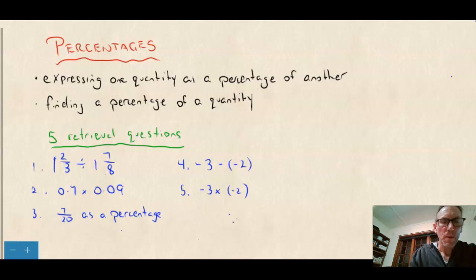So let's do that. But before we launch into our percentage work, I'd really love us to do 5 retrieval questions, these questions down here in blue. So pause the video now, have a crack at those, and let's come back for the answers.